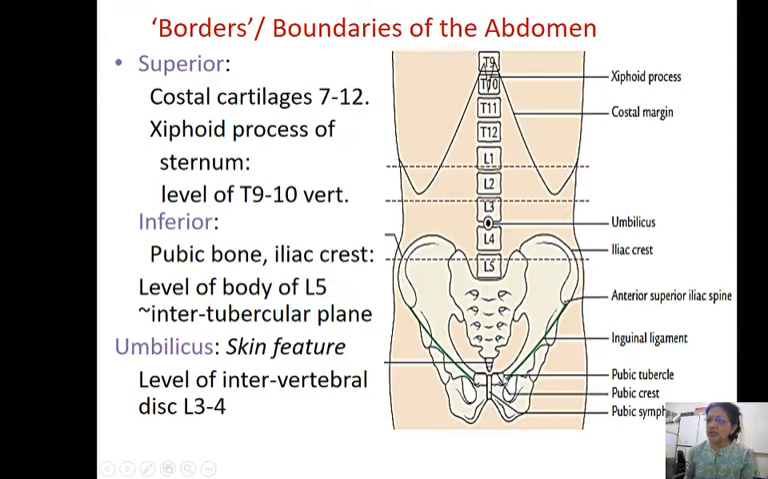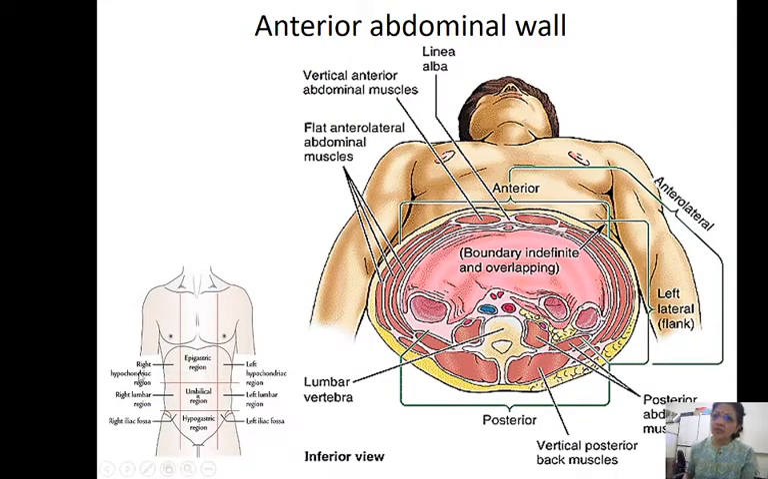The pubic tubercle is a bony landmark, the pubic crest is a bony landmark, the pubic symphysis is a joint. We have looked at all these in the bone class, but these are the things that we can visualize and we can palpate when we are examining. So we must know these contours. If you see this, we describe the entire abdominal region as certain regions. We will come to that in a minute.